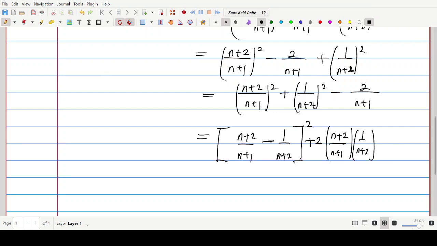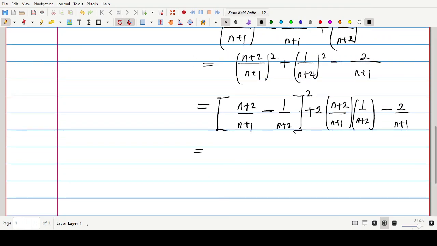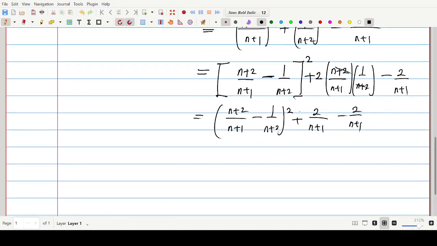Then minus 2 over n plus 1. From whence we have our result to be equal to, we can now put a curved bracket, n plus 2 over n plus 1 minus 1 over n plus 2, all squared, plus, now this we divide out with this, we're left with 2 over n plus 1, and that will cancel out with this last term over here. So on cancellation, we are left with a square, which is the second power.